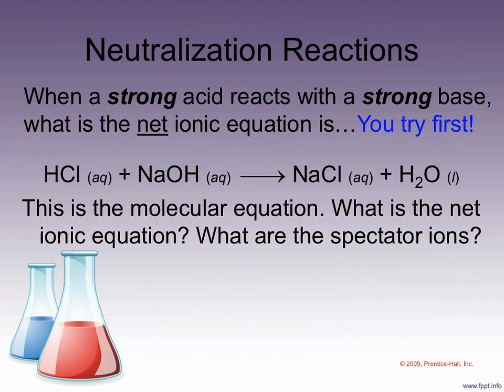Here's a problem that I love. See if you can figure this out on your own before you go to the next page. What is the net ionic equation when you react a strong acid with a strong base? Remember what the definitions are for strong acid and strong base? That means that they dissociate 100% into the individual ions. Okay.